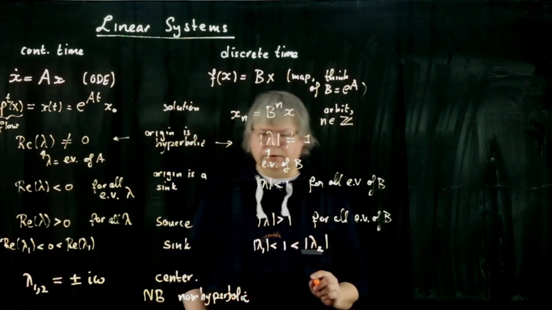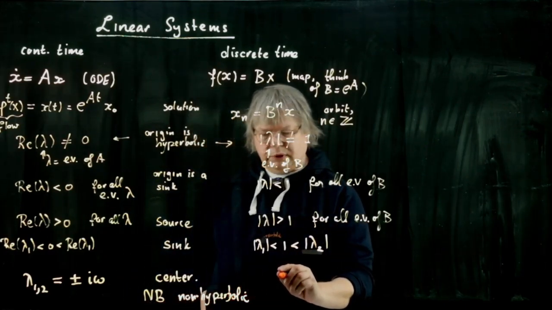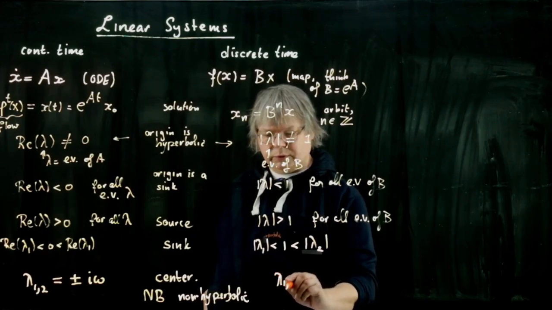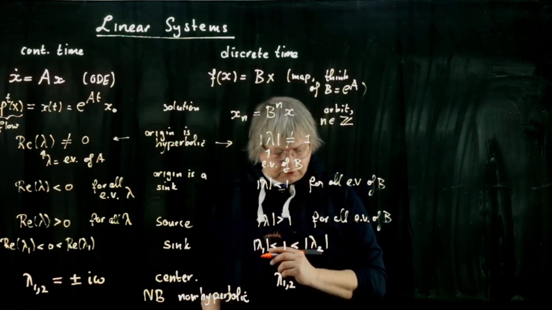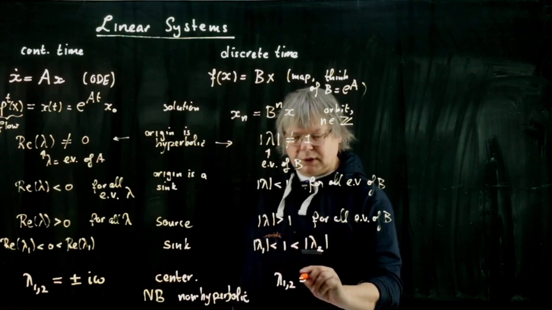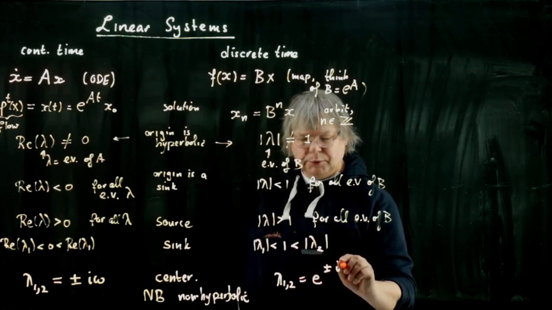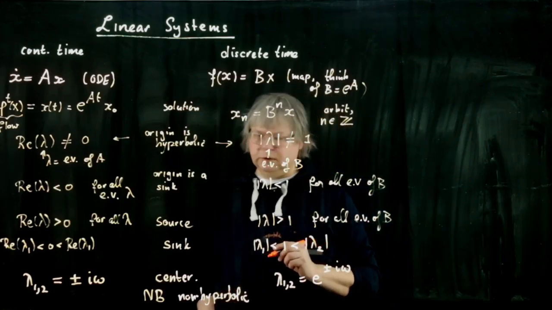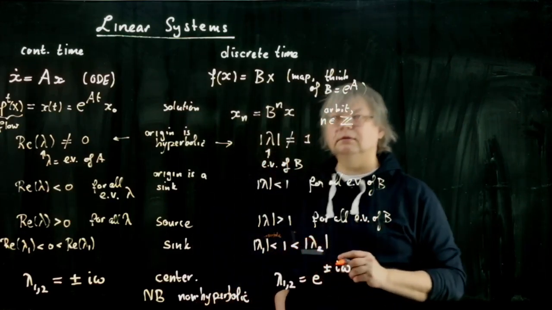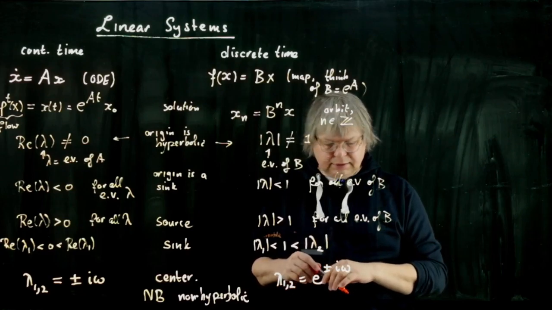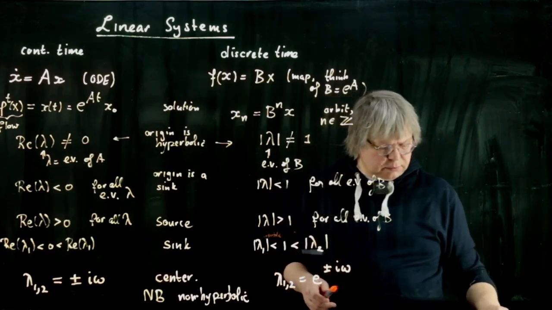And then finally, on the discrete part, it means that lambda 1 or 2 are both on the unit circle, and that means they are e to the power of a purely imaginary number. So that's the case there.